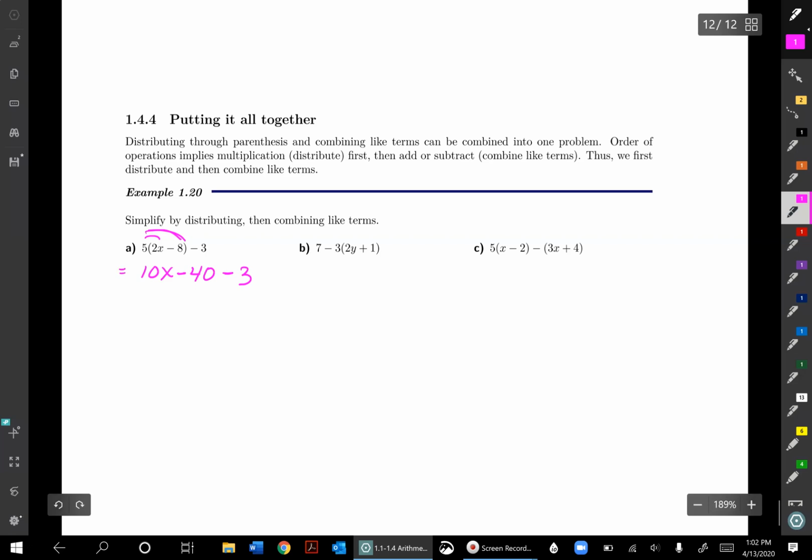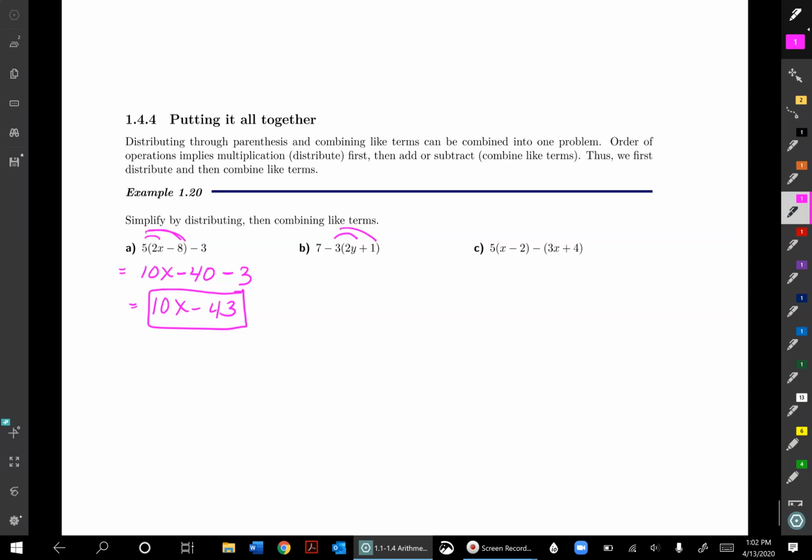Now I'm going to combine like terms. So I have 10x minus 43. And that would be my final answer. For B, be really careful. It's very tempting. Somebody might want to do the subtraction first just because it's kind of sticking out there. 7 minus 3 times quantity 2y plus 1. We really have to make sure we deal with our parentheses first, our grouping symbols. We can't combine what's inside. They're not like terms, but we can distribute.